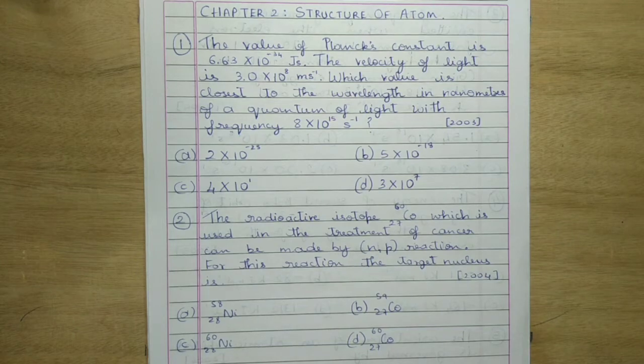Hi everybody, today we are going to solve previous year's questions from NEET of class 12 chapter 2 structure of atom from chemistry. Question 1. The value of Planck's constant is 6.63 into 10 power minus 34 joule second. The velocity of light is 3 into 10 power 8 meter per second. Which value is closest to the wavelength in nanometers of a quantum of light with frequency 8 into 10 power 15 per second?